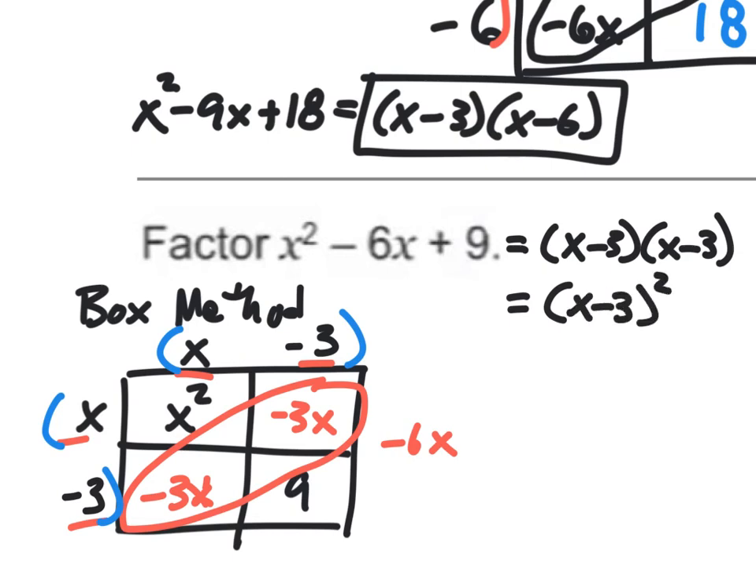I've got two of them. And so that's the idea, and hopefully you guys have seen this before. It's really kind of simple. Whenever you've got a leading coefficient of 1, you don't necessarily have to do this. You just ask yourself, what two numbers multiply to positive 9 but also add to -6? -3 and -3, and boom, you factored it, okay?